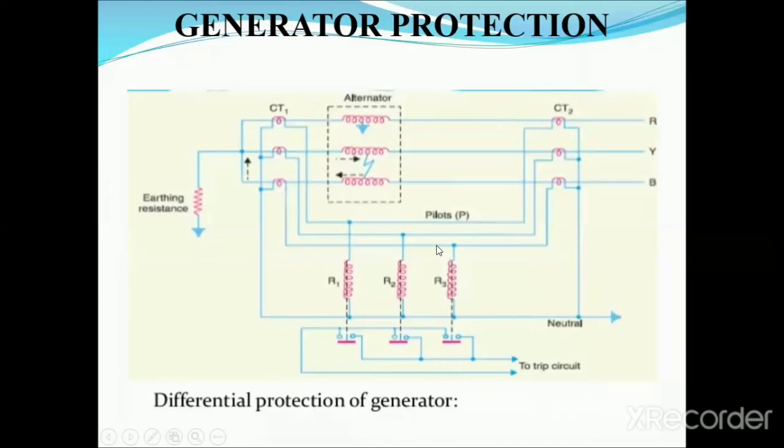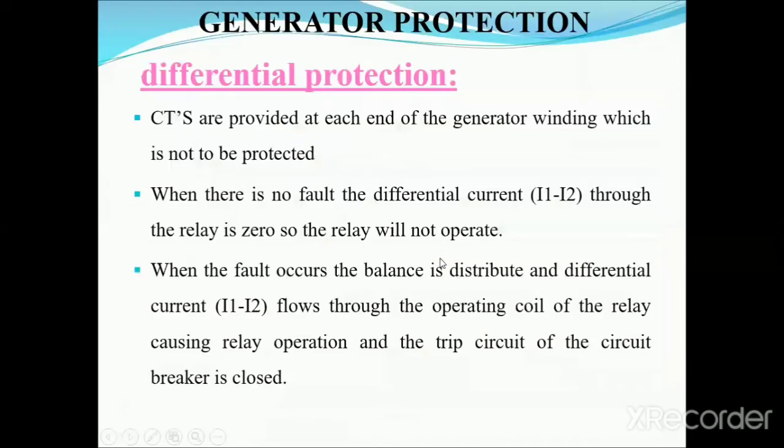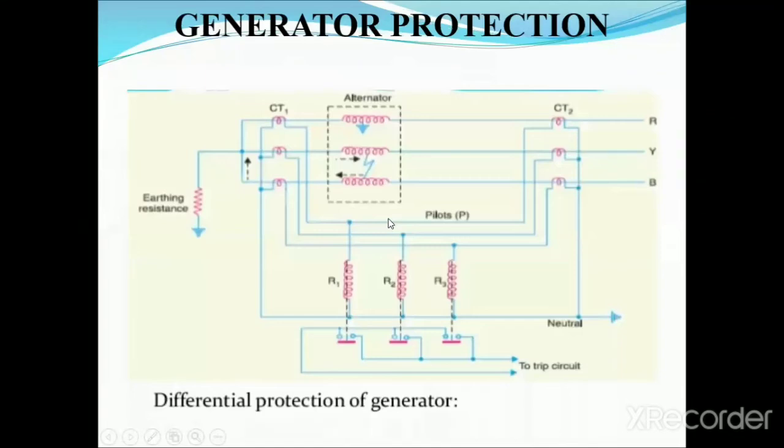This is the basic constructional diagram for the differential protection of generators. The CTs are provided at both ends of the generator winding, which is the part to be protected. When there is no fault, the differential current I1 minus I2 through the relay is 0, so the relay will not operate.